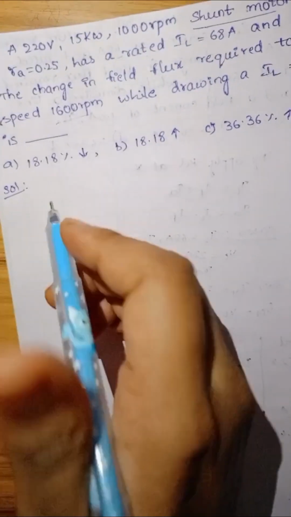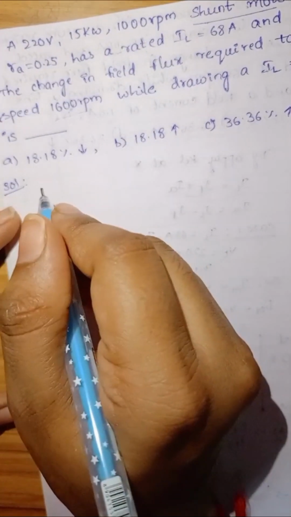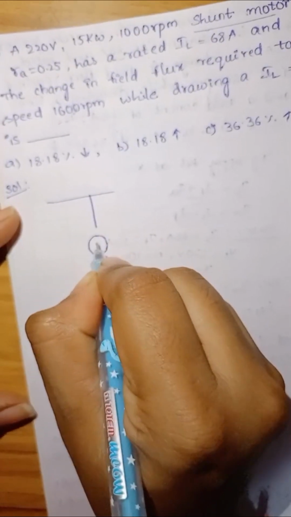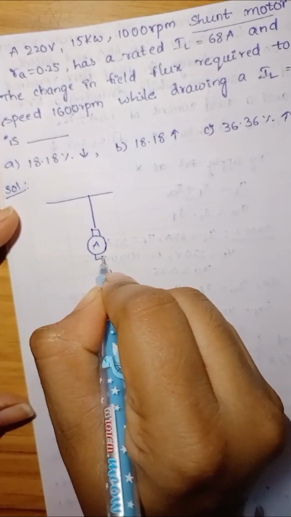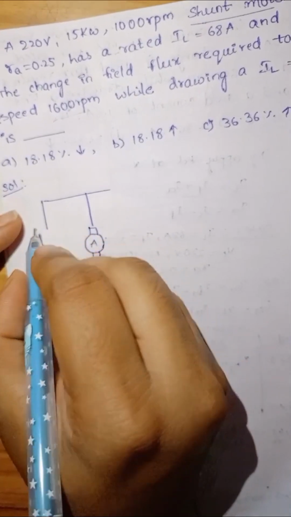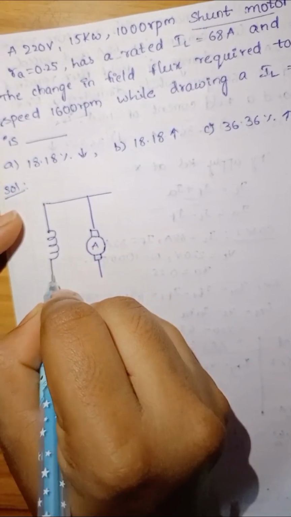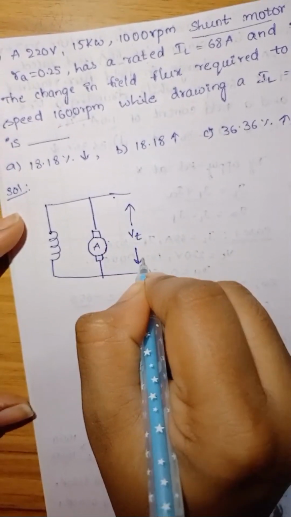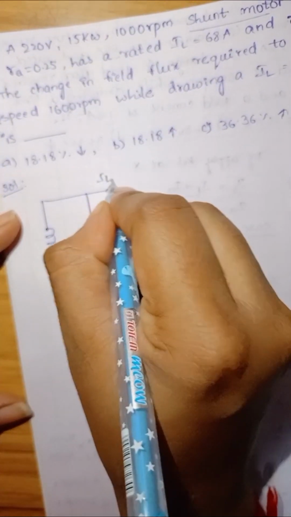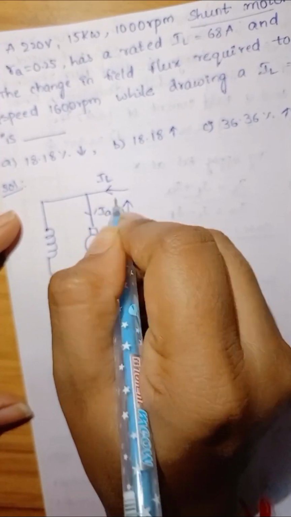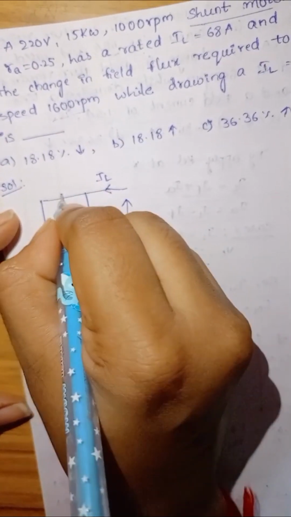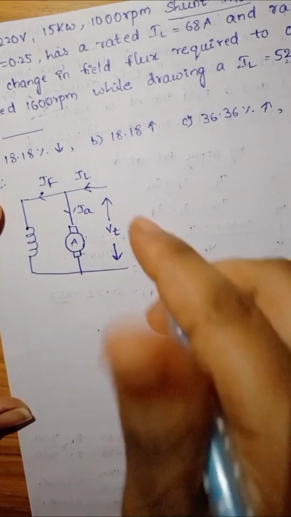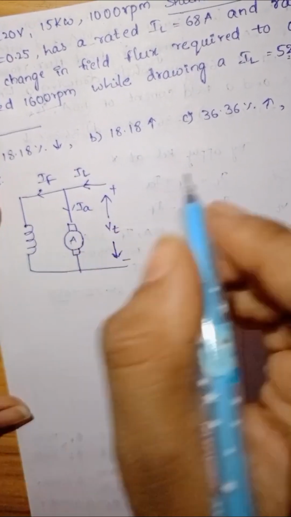Now he mentioned that it is a shunt motor, so let's draw the shunt circuit. This is the armature circuit, brushes are also available, and this is the field circuit. Here this is the supply source, IL, IA, and this is IF.